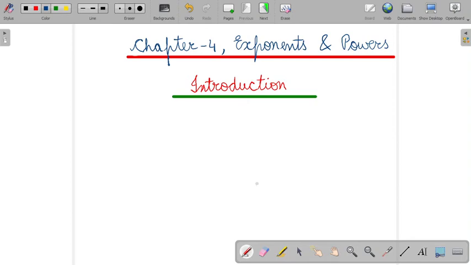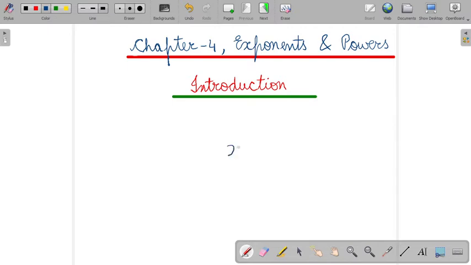Hello everyone. Today we will take chapter 4, that is exponents and powers. And this chapter is very important as well as interesting. Let's start with the introduction part.